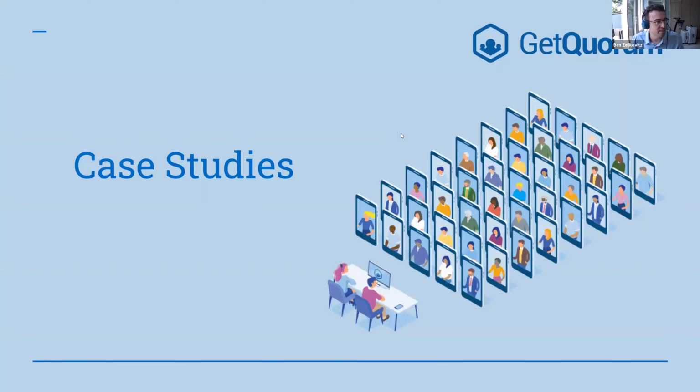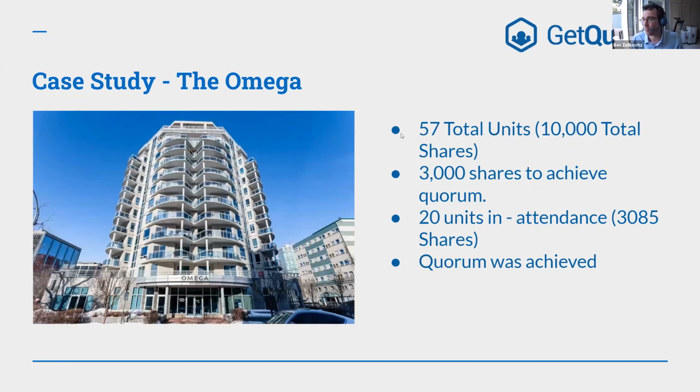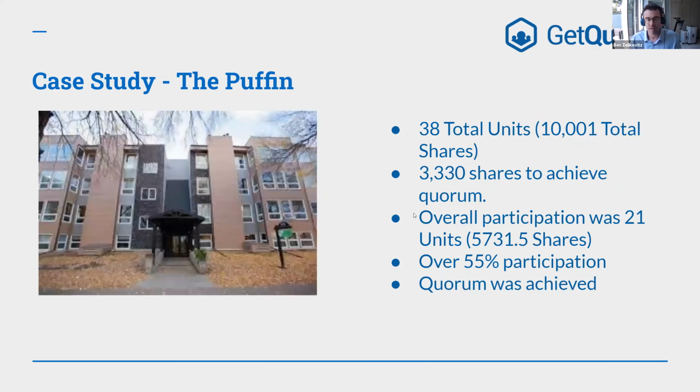Lastly, just a couple case studies here. So some of our Alberta-based clients, the Omega, 57 units, 20 of them showed up in person. They had quorum. They had a nice meeting. It was really short. Everyone's happy. The Puffin, which I believe to be a sea-based bird, which is curious that this is an Alberta-based condo, considering there's no sea anywhere near there. Anyhow, I digress. 38-unit condominium corporation, 55% participation from their ownership group. Quorum achieved.